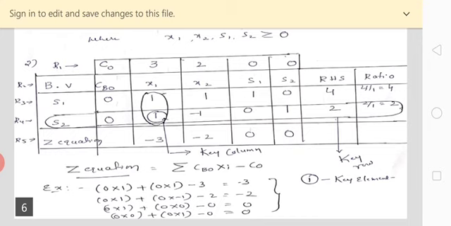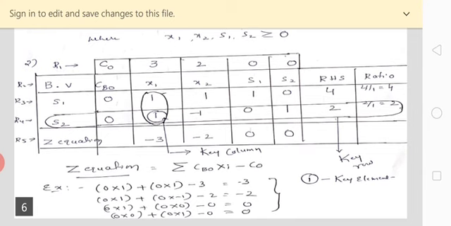If the Z equation contains negative values, then iteration needs to be carried out. That's why, in the simplex method, if you get all the values under the x1, x2, s1 and s2 columns positive in the Z equation, you stop here and write the solution. If you get negative values, you need to go for iteration for further process.